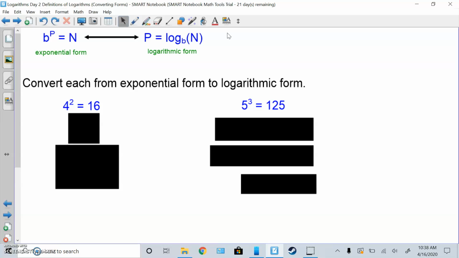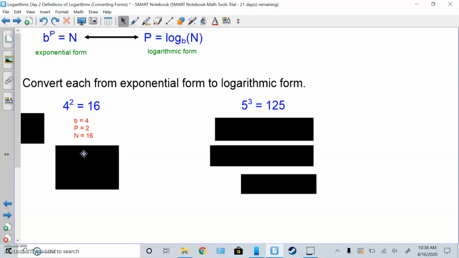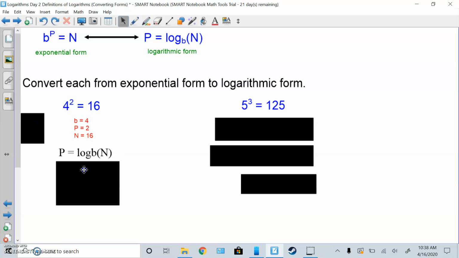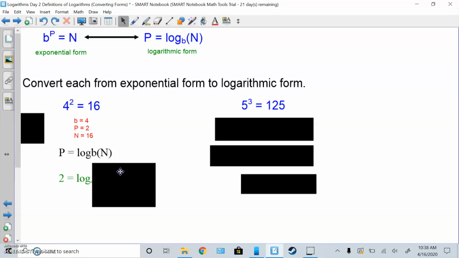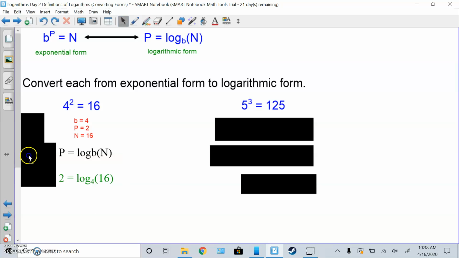There are two ways to solve these, but convert each exponential form into logarithmic form. The first method kids like is they like just labeling each letter. So if I look at this, 4 squared equals 16, oh, that's a true fact. We know b is 4, that's the base. The power, the exponent p, is 2, and the answer, number n, is 16. Once you know those three letters, you just plug into the formula. So they want log form. Here's the equation for log form. You replace p with 2 equals log base b, which is 4, and the number n is 16.